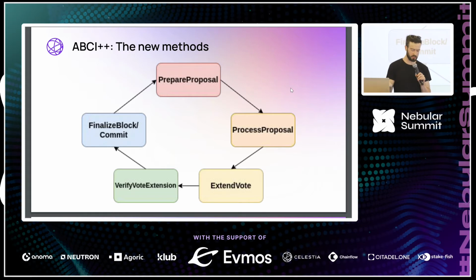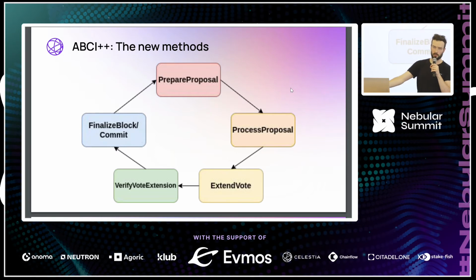ABCI++ effectively just adds a few methods. The first method at the top is called prepare proposal. This is what happens when a validator is creating a block. Before, with ABCI, you effectively just took all the transactions from the mempool, included them in a block, and gossiped that block out to the rest of the network. That's as simple as it was. There was no callback to your application. Your application had no control over that. Now with prepare proposal, Tendermint or anything that's running your blockchain will call this function, and you can have arbitrary logic before you even gossip the block. So this is an incredibly powerful tool.